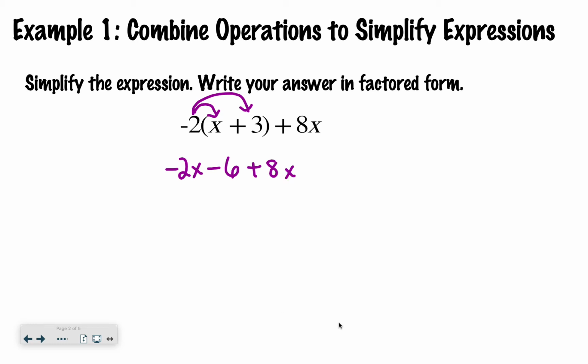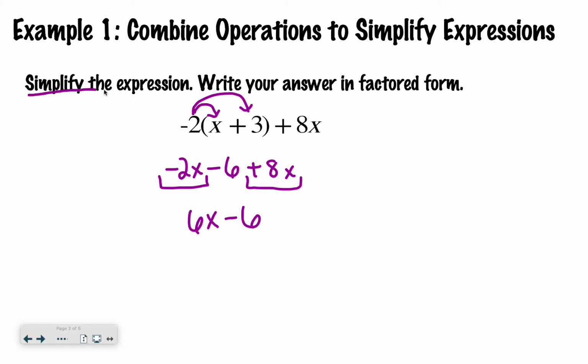Now my next step is going to be, is there anything I can combine? Are there any like terms? So I see I have two different things that have x's. Let's combine those. So I have a -2x and a +8x. What is -2x plus 8x? Hopefully you said that's 6x. And then you said, hey, there's still this -6, so I'm going to carry that down. And perfect. That is exactly what you're going to do for simplifying the expression.